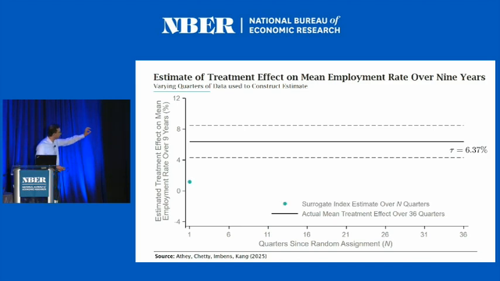So suppose we start by just using 1 quarter of data as a surrogate. So I only have information on 1 quarter of employment. I'm trying to predict employment over the next 9 years. So this is like the single surrogate example. You can see this does not work very well.